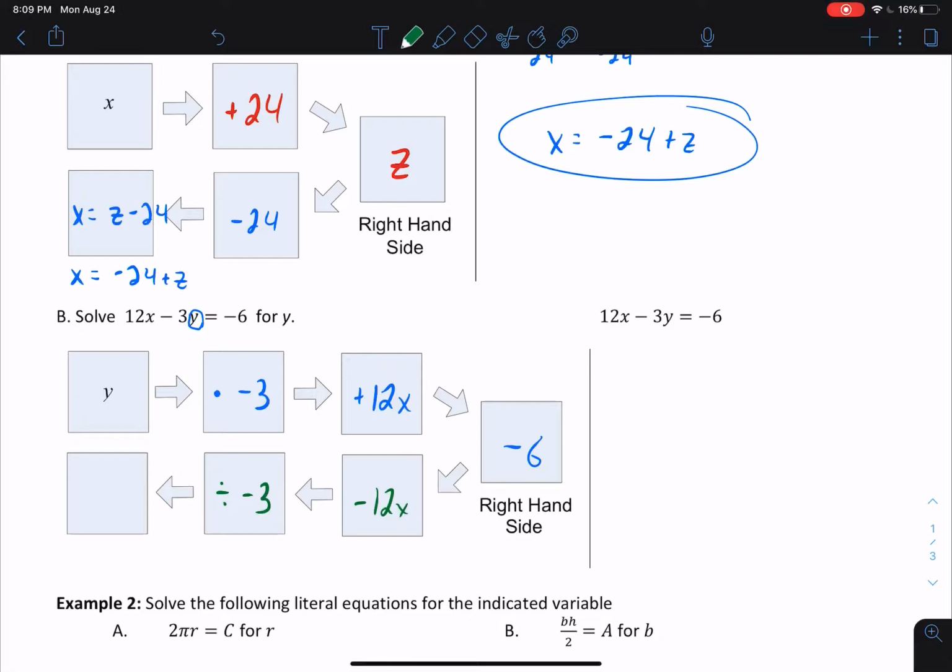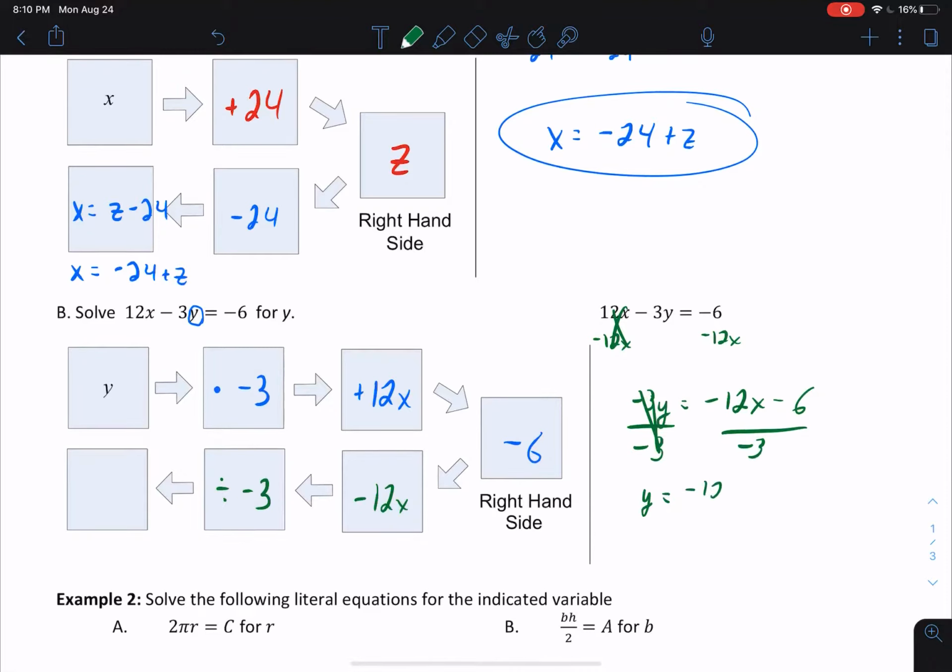So what does that look like? Let's do it over here. We're going to subtract 12x from both sides. So we got -3y equals -12x minus 6. Then we need to divide both sides by -3. And I don't want to leave my answer like this yet because I could simplify it further. Remember, if we have a numerator that shares a denominator, we could split that up into two different fractions. Okay? All I did was split that up into two different fractions, and I can simplify this a little bit.